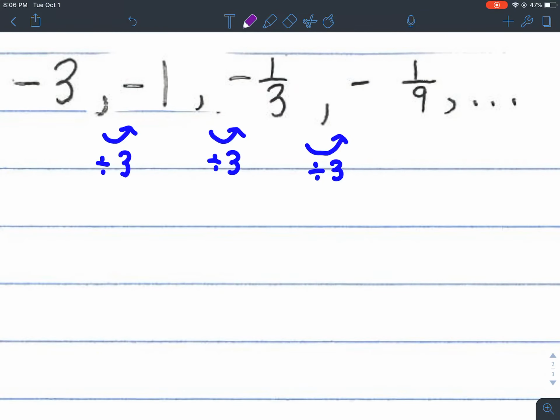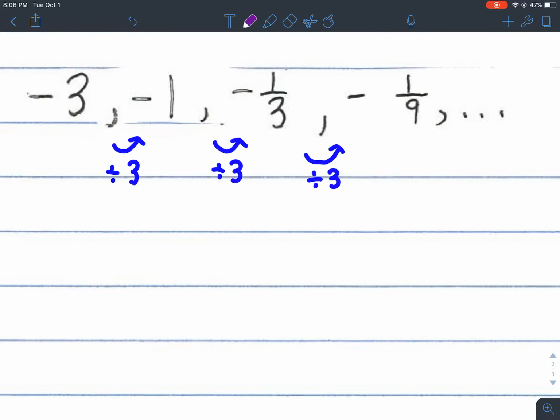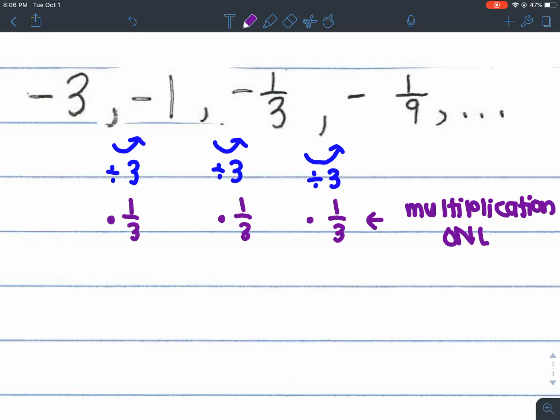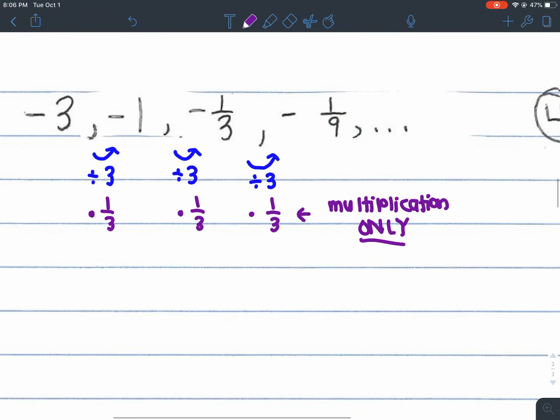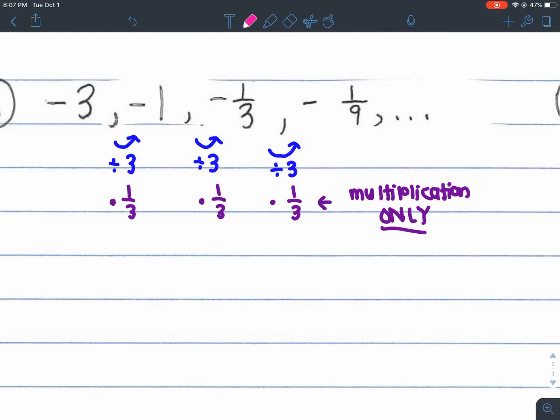However, remember, we can't divide in geometric sequences. We are only allowed to multiply. So dividing by 3 is the same thing as multiplying by 1 over 3. Because it's multiplication only. We only multiply. Now, you don't have to write multiplication only, but you need to know that you can't put divide by 3 here. You can only put that you're multiplying by a fraction. So our formula here is a of n equals a of n minus 1 times 1 over 3.